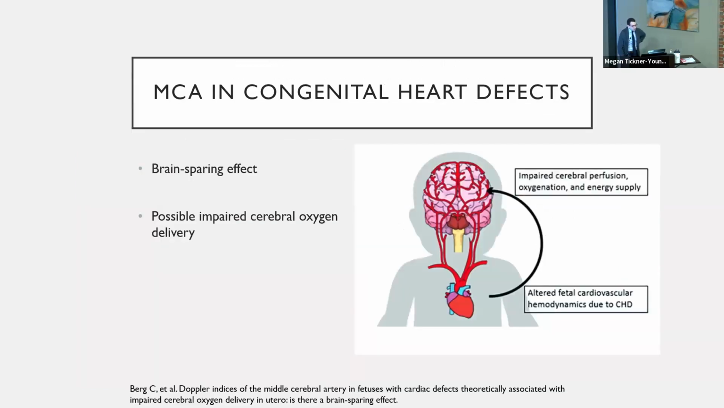In the setting of congenital heart disease, there's thought to be brain-sparing effects that can be observed using the MCA Doppler. Both the MCA pulsatility index and cerebral placental ratio have been used in the evaluation of fetal adaptation to congenital heart malformations.